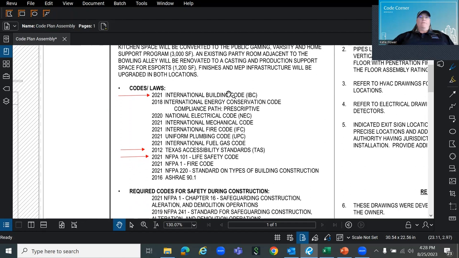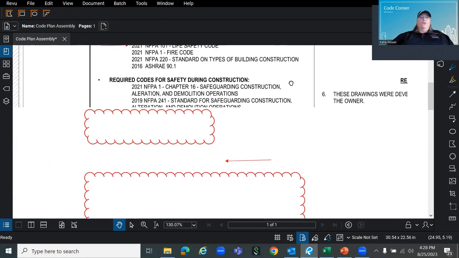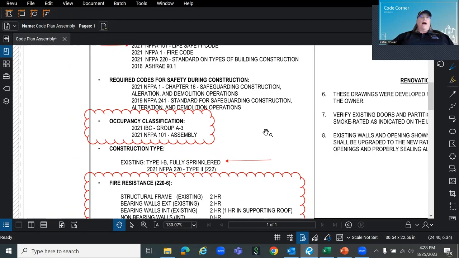But remember, when we have more than one code, in this case the IBC and the Life Safety Code, you have to follow the more restrictive code when it comes to the requirements for doors and hardware. So what we're looking for is the occupancy classification. And here it tells us Assembly Group A.